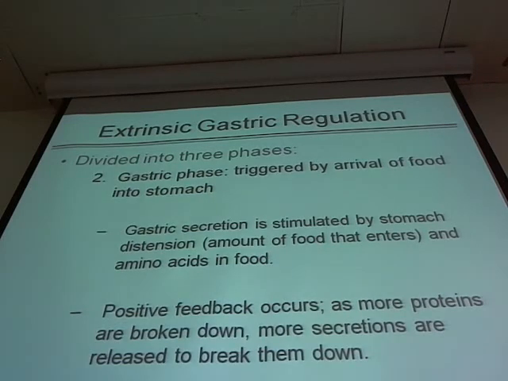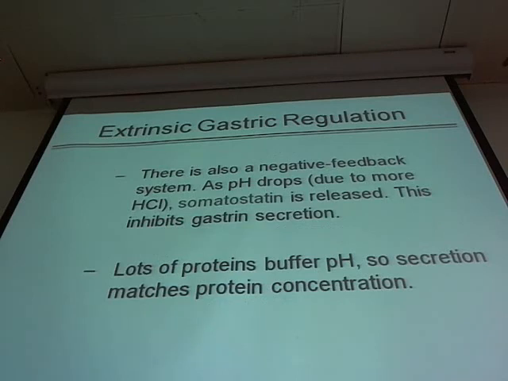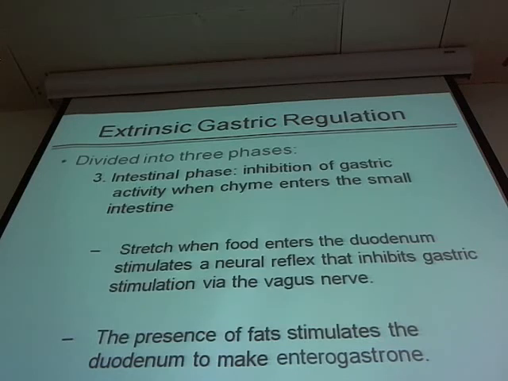Gastric phase is triggered by the arrival of food, divided into 3 phases. Gastric secretion by food, negative feedback: as pH drops due to more HCl, somatostatin is released, which inhibits gastric secretion. Lots of proteins buffer the pH, so the secretion matches the protein concentration. Third, intestinal phase: inhibition of gastric activity when chyme enters the small intestine. What inhibits it? Bicarbonate.